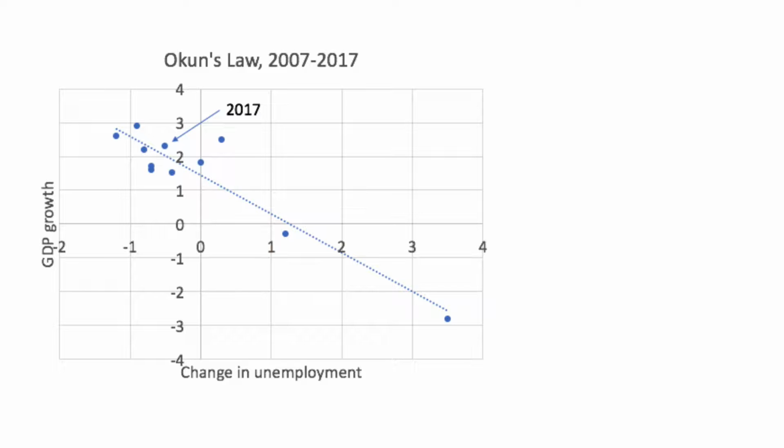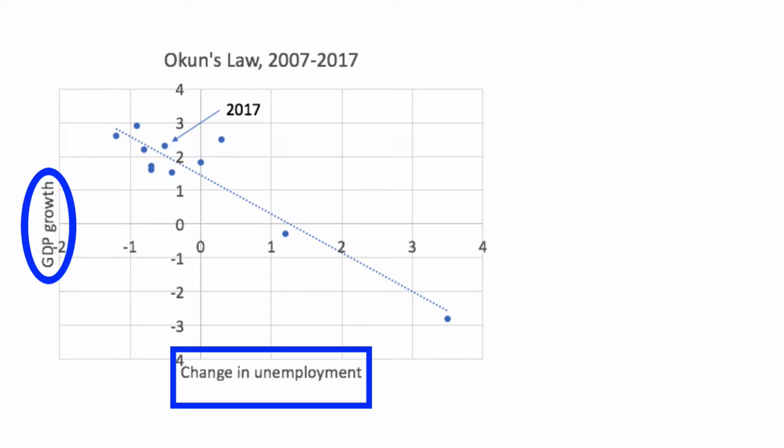Okay, just for my benefit, there's 2 graphs on his page. You're referencing now the second one, the one called Okun's Law, 2007 to 2017. That's right. And on this graph, you've got GDP growth on the vertical axis, and on the horizontal axis, you've got change in unemployment. That's right.